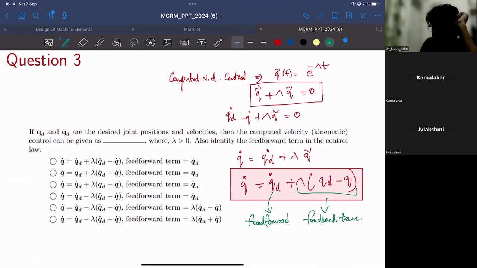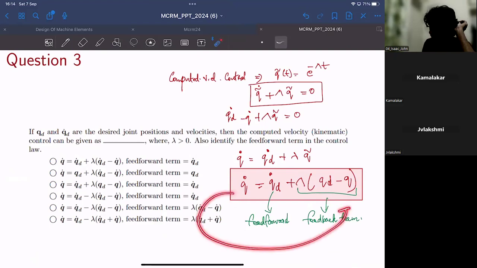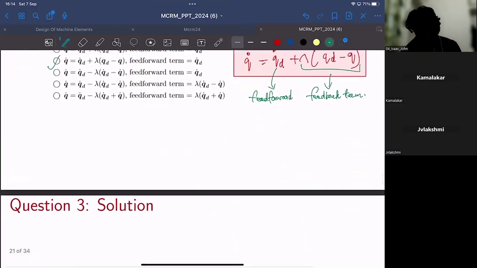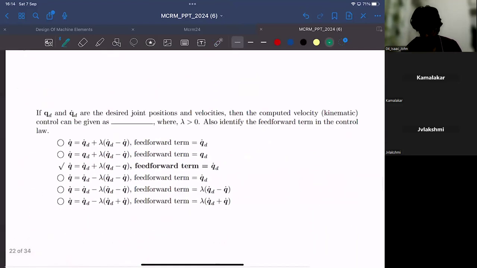Right? You can write this control law in joint space, just like what I have written over here. And this can also be written in task space as well. I think we have seen the task space scheme in the previous slides. This is a joint space scheme. Okay, so in that case, which is the correct option? I think I'll go with option C. Yes, option C is the correct answer.